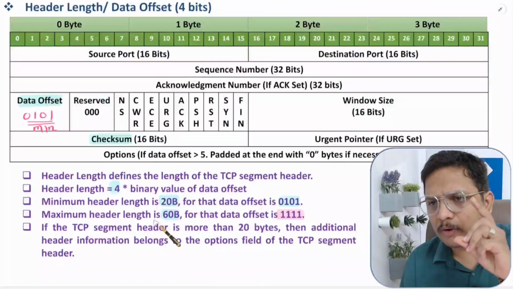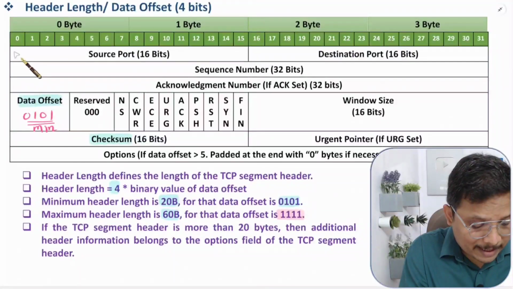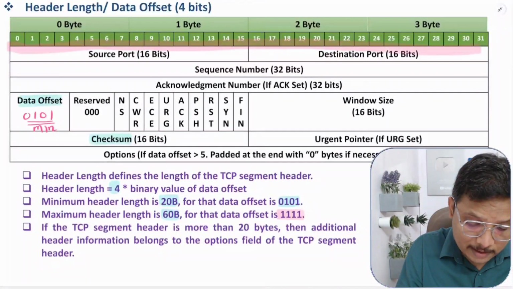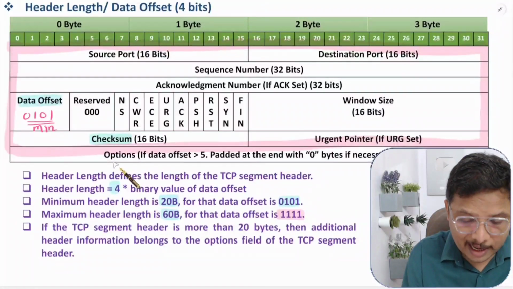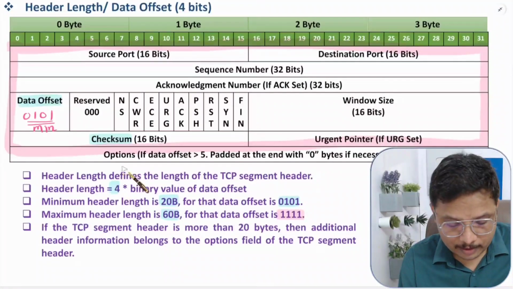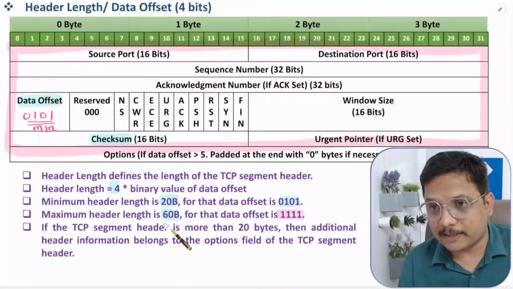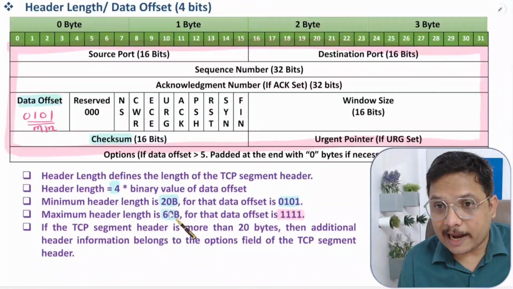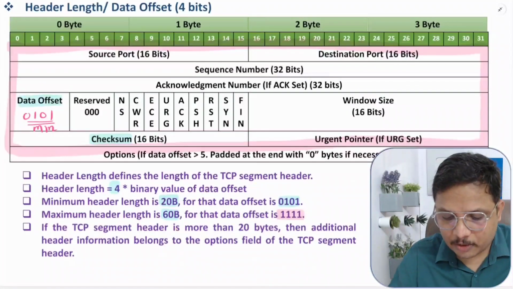Now here there is one more interesting concept that you need to understand. See, this is a mandatory field, right? But if you observe here, we are having an optional field, that is options, over here. And these options can be having size of at most 40 bytes. 60 minus 20, at most 40 bytes. But how is it getting computed? Let me explain you that.